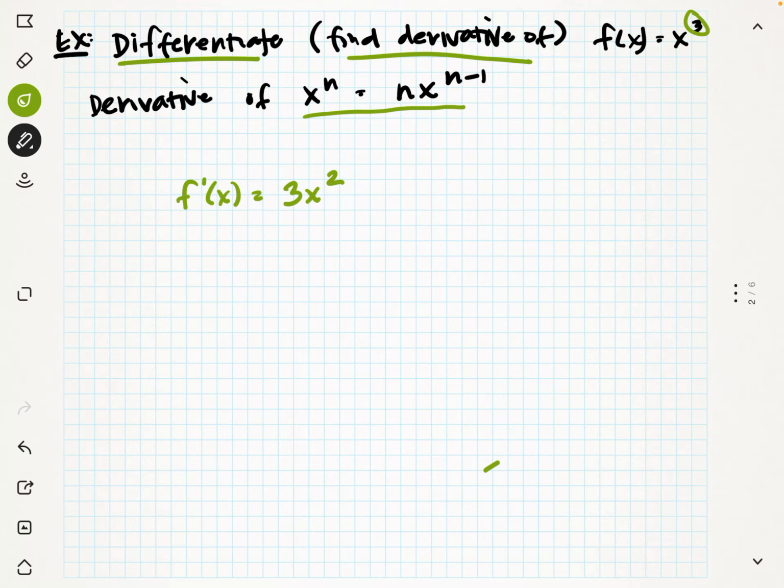Technically what this does is, if we plug in any x to our derivative function, it'll give us the slope at that same x of our original function. It's important to remember as we go along in calculus that that's what the derivative means.